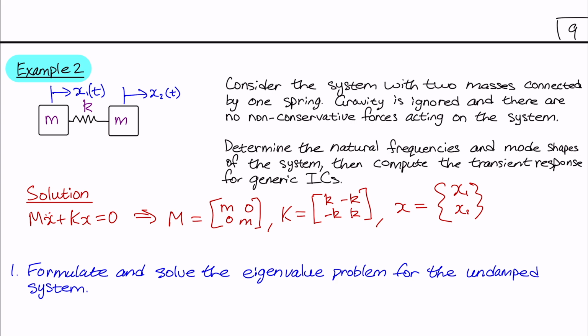No, they're functions of time. So these x1 and x2 are the displacement coordinates, this and this right here. That's what they are. So x here is a displacement vector. We can explicitly write that: x1 of t, x2 of t.